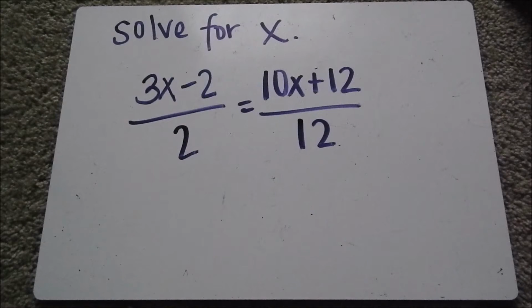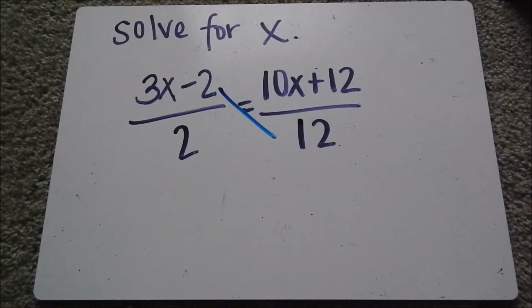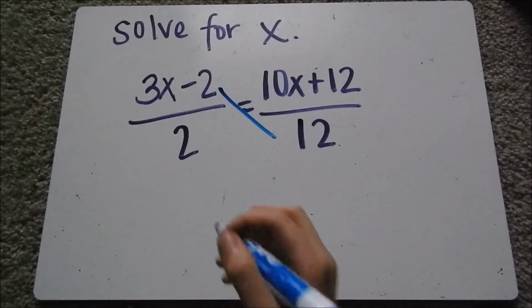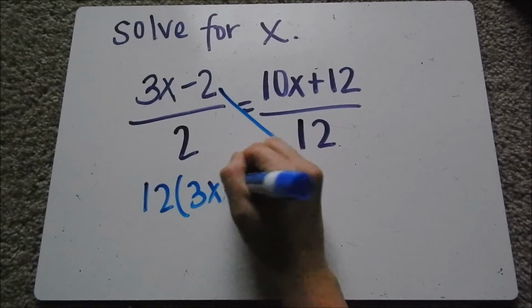Here, this one's a little bit different because we now have binomials. So we're still going to cross multiply. So I'll cross multiply here. 12 times 3x minus 2. I'm going to write it out. 12 times 3x minus 2.